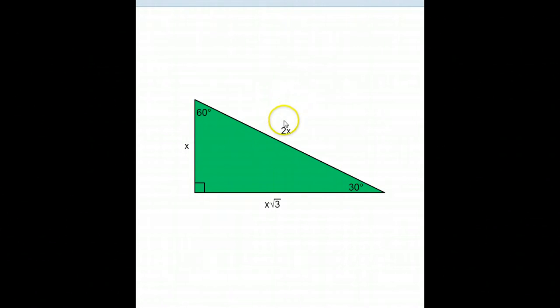Opposite of the 90-degree angle, we have the hypotenuse, which will always have a value of 2x. Opposite of the 30-degree angle, that's what we call the short leg, has a ratio of x. And opposite of the 60-degree angle, the longer leg takes on a value of x times the square root of 3. So in our case, they gave us the hypotenuse, which is equal to 12.